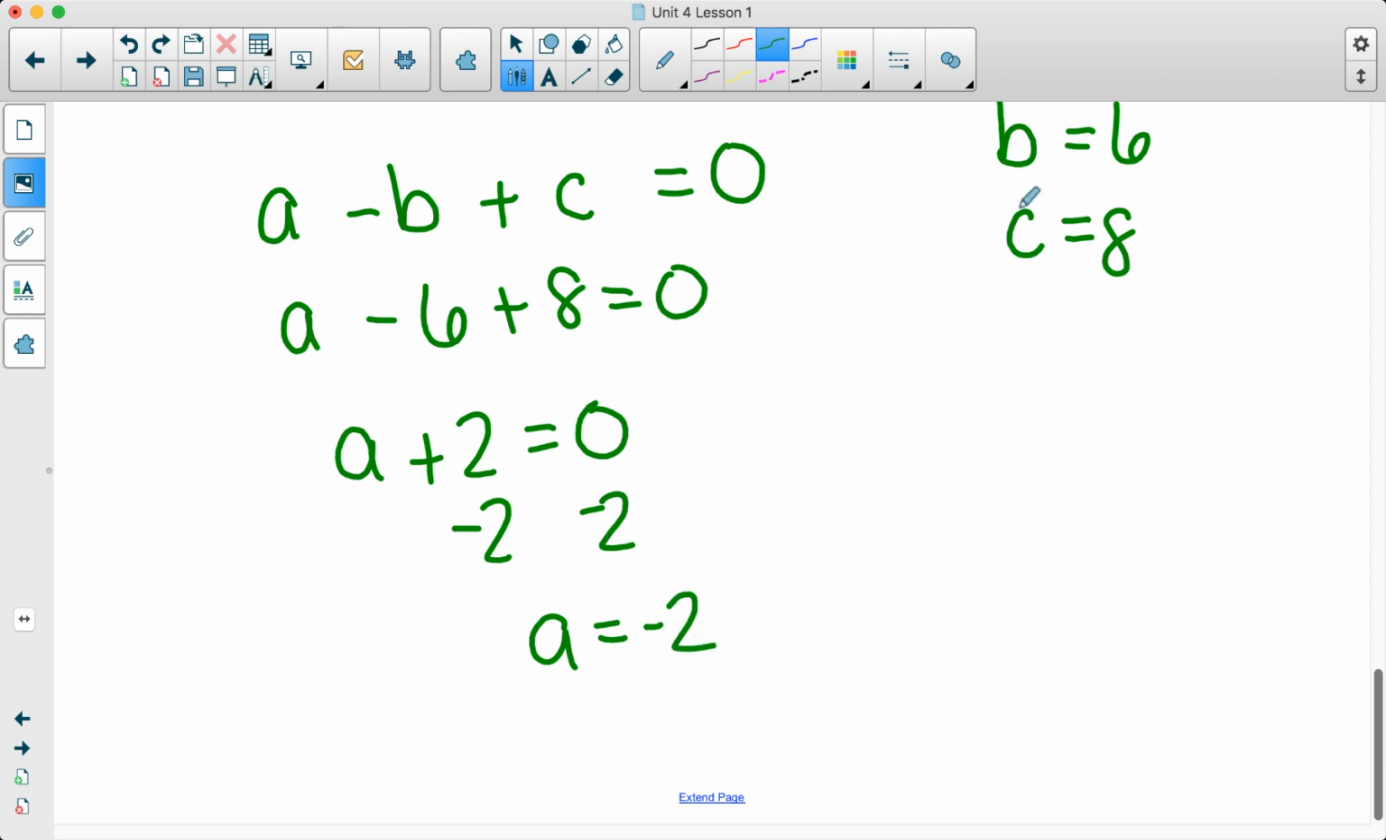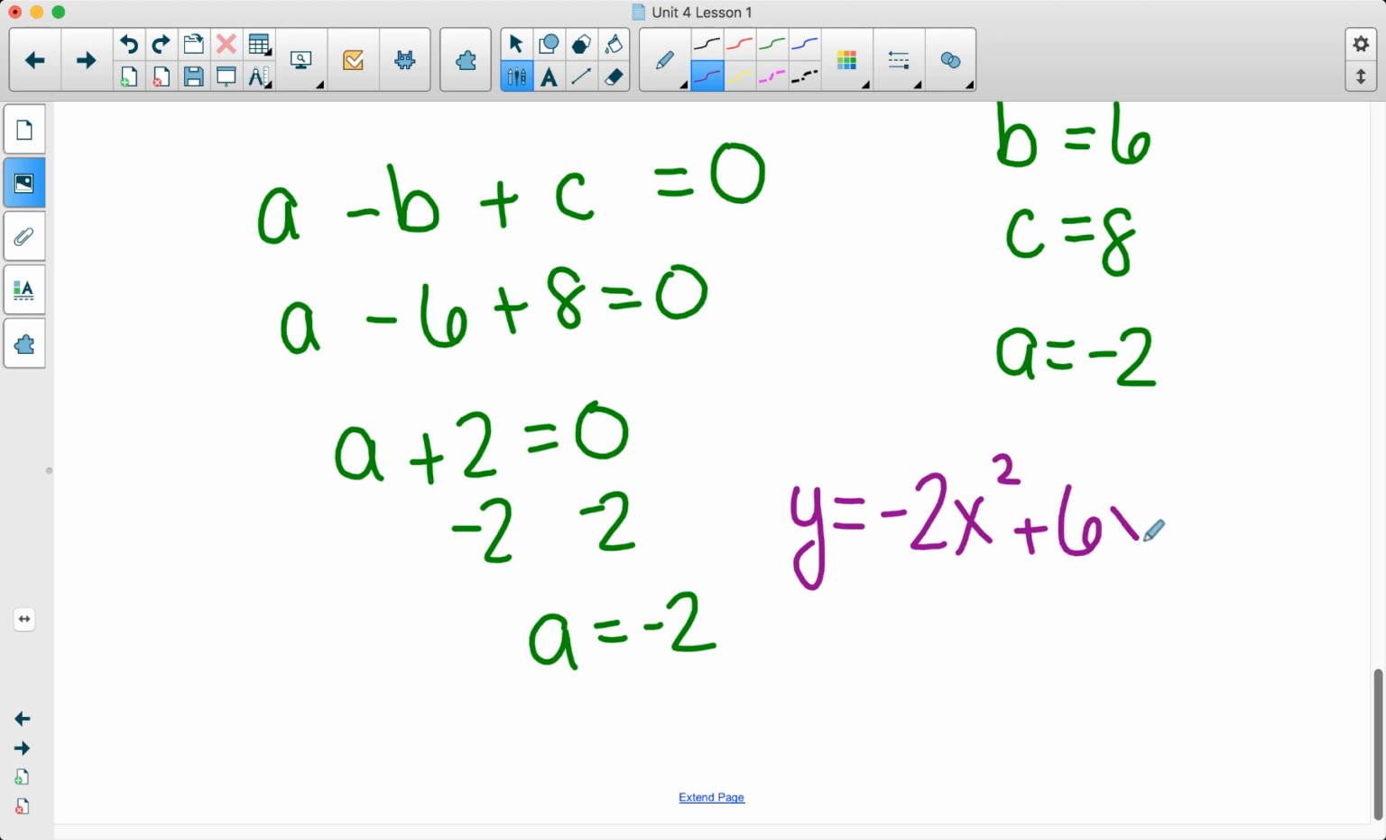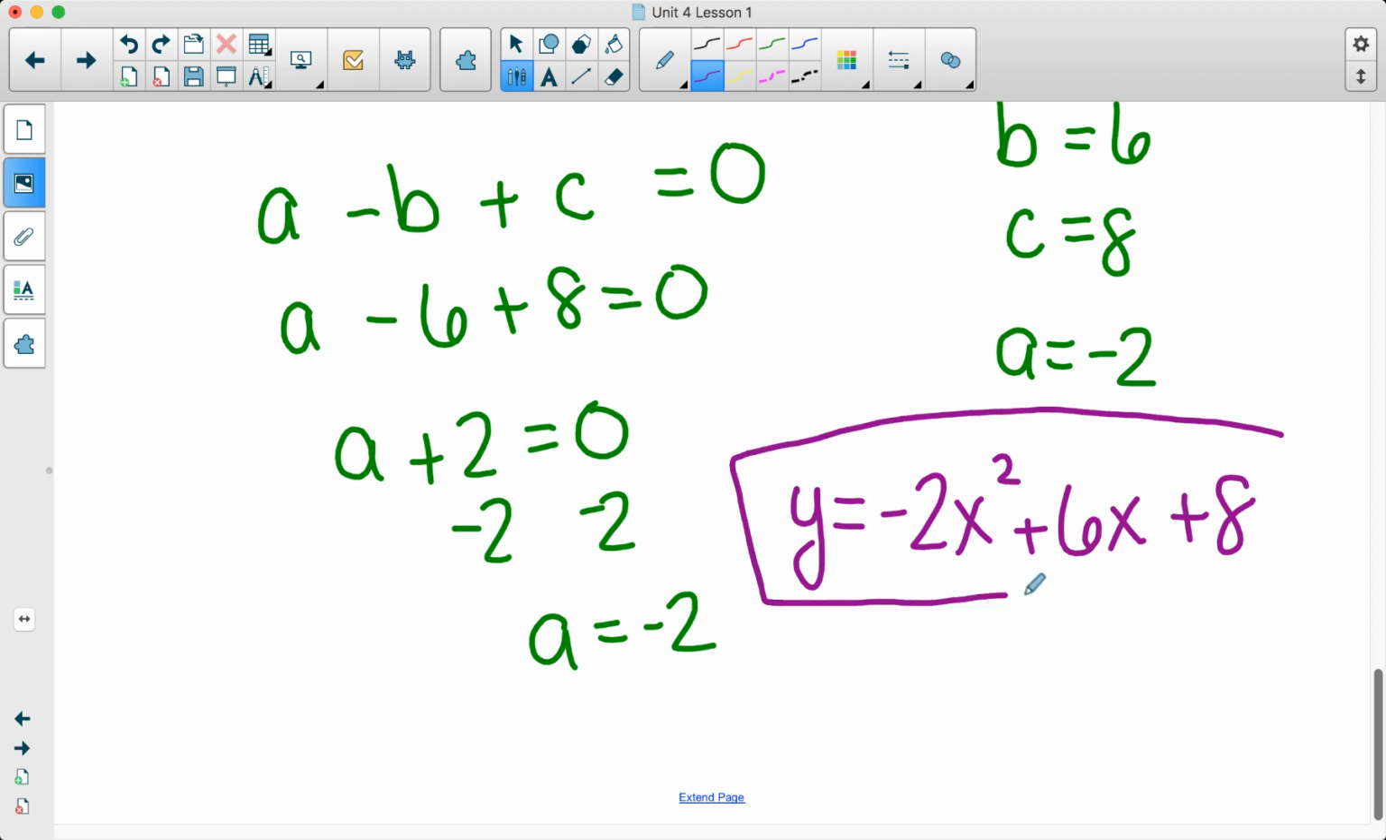So now I know that b equals 6, c equals 8, and a equals -2. So now I just need to write my final equation, my final function, which was y equals -2x squared plus 6x plus 8. And there we have found our rule using systems of equations.